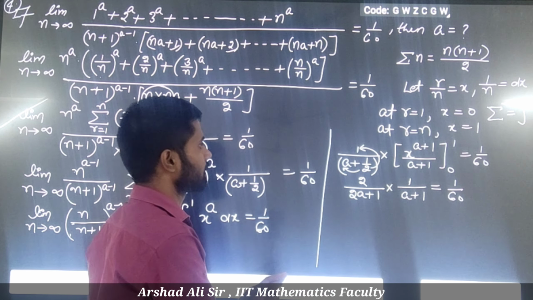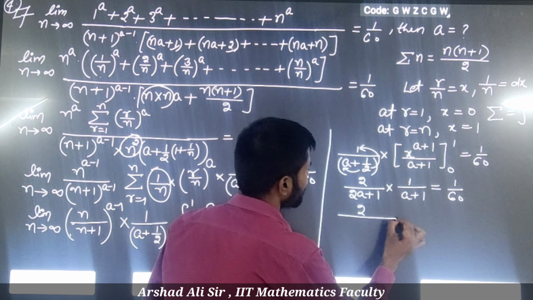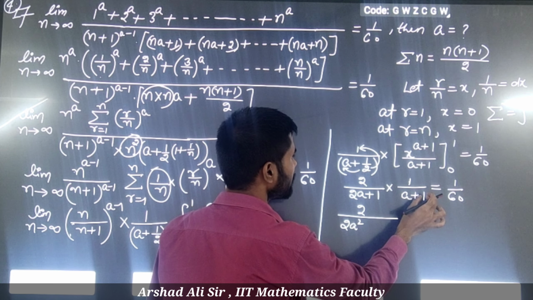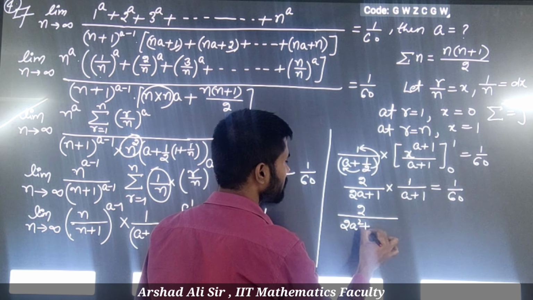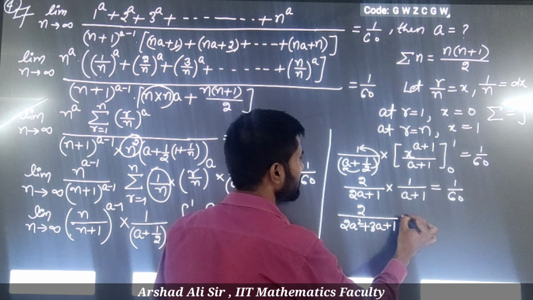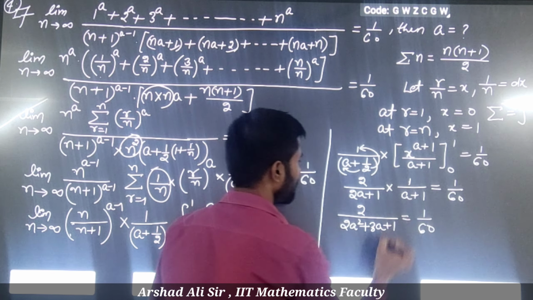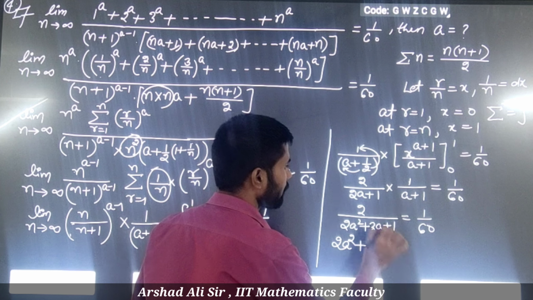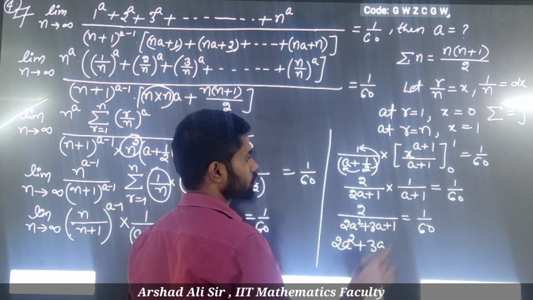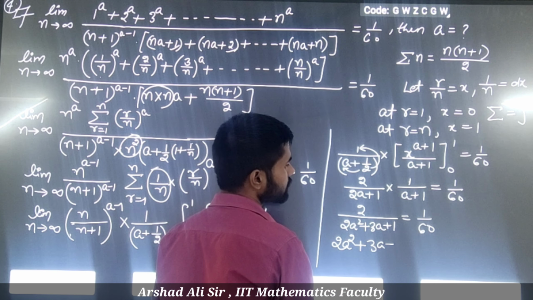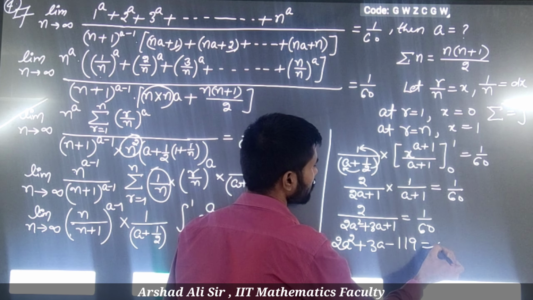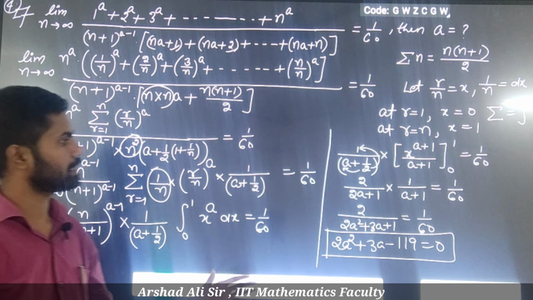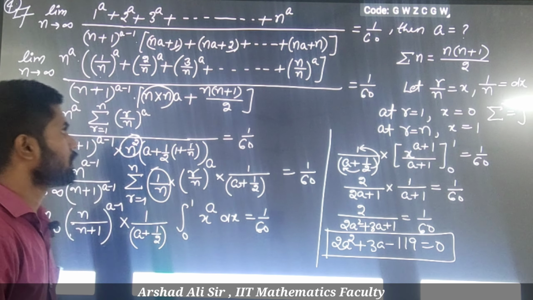Now easily we can calculate: 2 divided by 2a multiplied by a, it will be 2a square, 2a multiplied by a, 2a plus a, so it will be 3a plus 1 is equal to 1 by 60. So it will be 2a square plus 3a plus 1 is equal to 120. So 1 minus 120 will be minus 119 equal to 0. So we have this one quadratic equation, 2a square plus 3a minus 119 equal to 0.